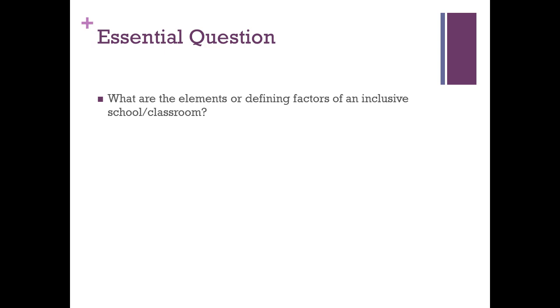This part of the lecture includes just one essential question. What are the elements or defining factors of an inclusive classroom or school? Here I'm just going to provide an overview of some of the elements and defining factors and a few quality indicators for each. However, I want to be clear that this is not an exhaustive list of defining factors. It is a well-rounded list with some quality indicators included.